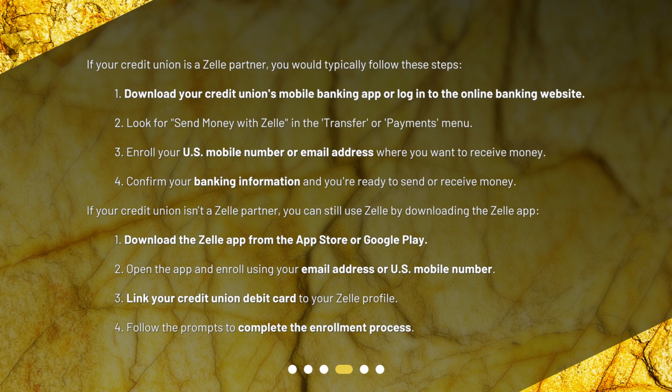If your credit union isn't a Zelle partner, you can still use Zelle by downloading the Zelle app. 1. Download the Zelle app from the App Store or Google Play. 2. Open the app and enroll using your email address or U.S. mobile number. 3. Link your credit union debit card to your Zelle profile. 4. Follow the prompts to complete the enrollment process.